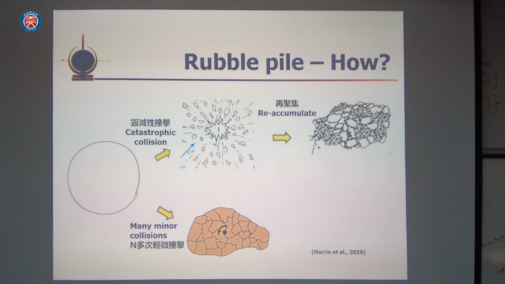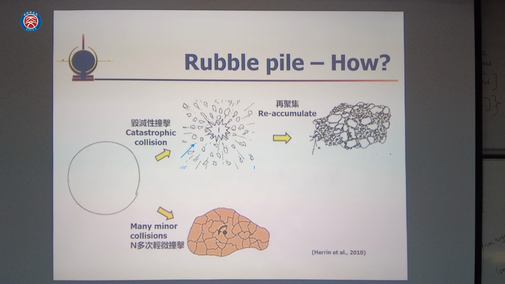If the asteroid does not go through a catastrophic collision, it still has many minor collisions. When you knock a rock with a hammer so many times, the rock eventually will have so many cracks inside its body. So this is another way to create a rubble-pile structure.